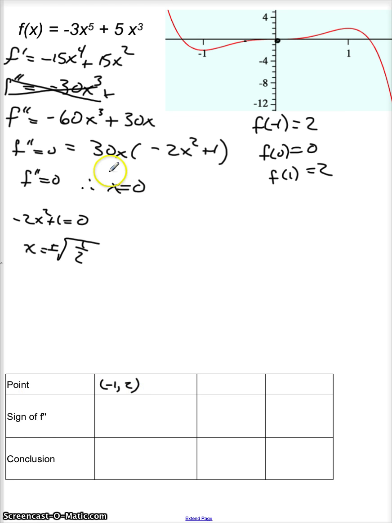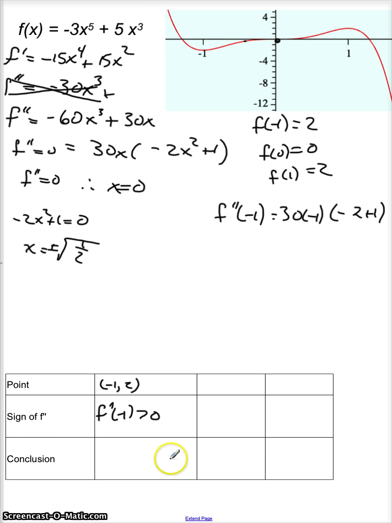What's the sign of the second derivative at negative 1? F double prime of negative 1 is 30 times negative 1 times negative 2, negative 1 squared plus 1. So this is negative, negative, so the sign is actually positive. Because that's positive, we're looking at a relative minimum.